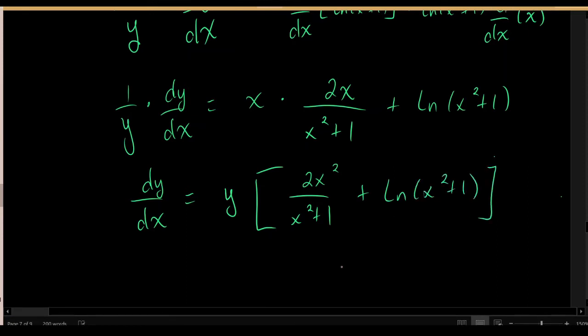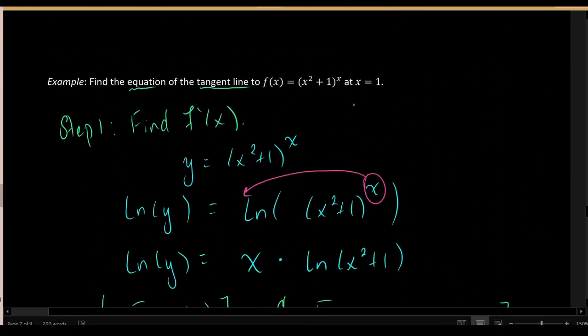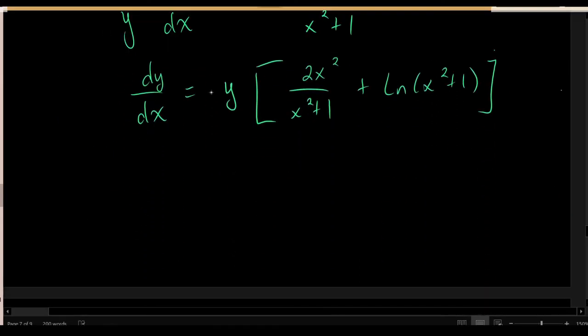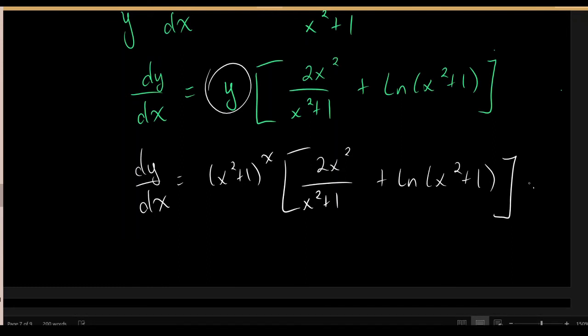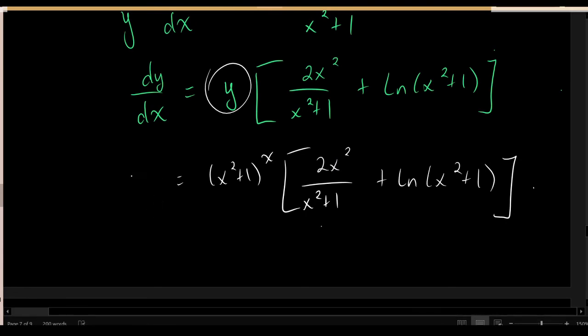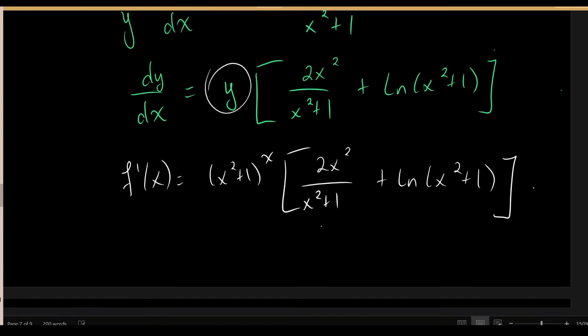And in these problems, since we start the problem given y explicitly in terms of x, our convention is to go backward and say, let's not use y, let's use x squared plus 1 to the x instead. Okay, this problem is still just getting started. What we have found so far is a formula for the derivative at any location. If I wanted to, instead of dy dx, I could rewrite this as f prime of x.